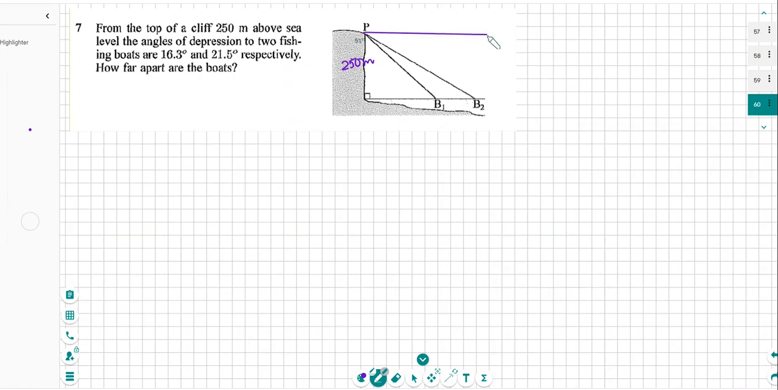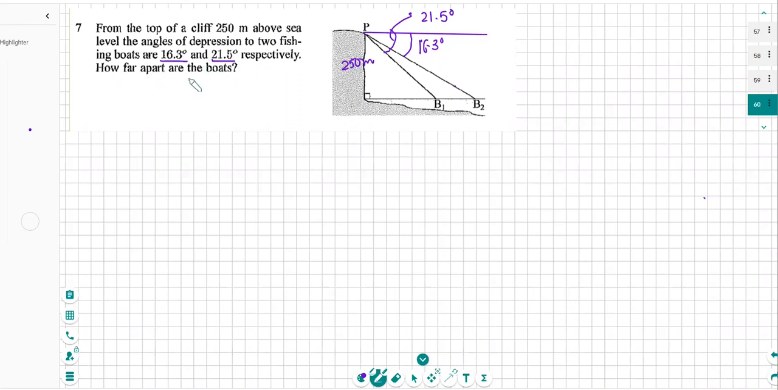So the horizontal line is this. This is the line of sight. So this angle is the angle of depression of B1, and this angle is the angle of depression for B2. Got it? The first angle is 16.3 and the second is 21.5. Obviously this angle is smaller, so I'm writing here 16.3. And this angle is obviously 21.5, which is the larger angle. So we're telling that these are the angles of depression, 16.3 and 21.5 degrees, right?